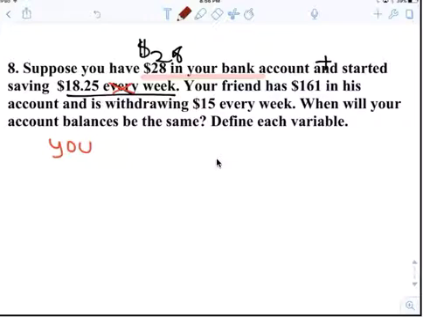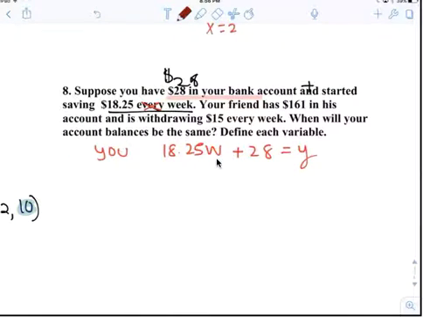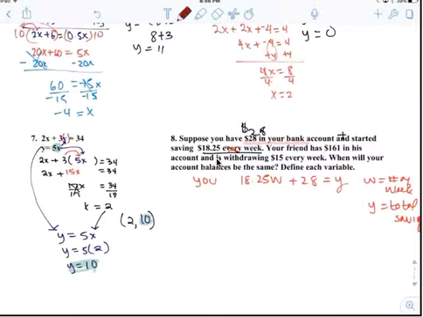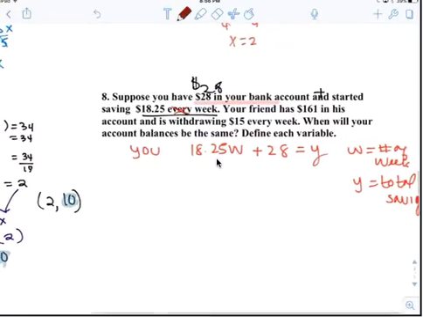Your friend has this, so here's you. Your equation is 18.25 W plus 28 equals your total savings, Y. Okay, so W stands for the number of weeks. Y equals total savings. We define each variable.